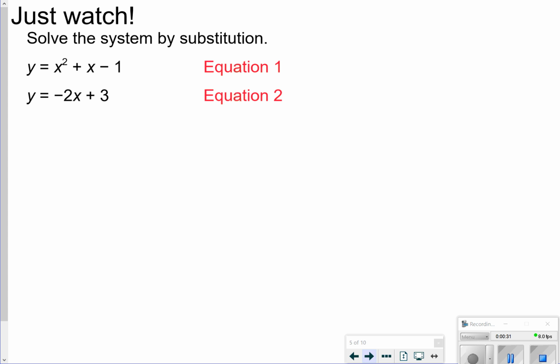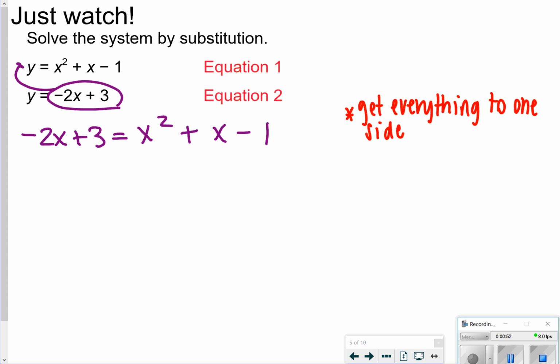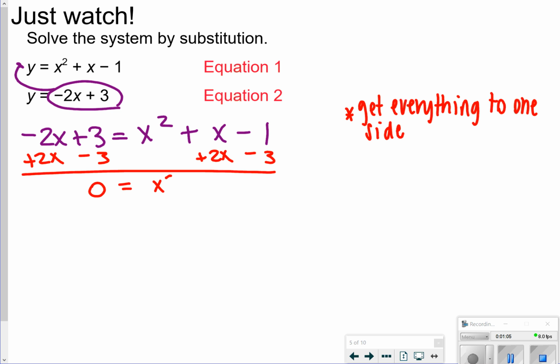The first one, I'm going to go ahead and start by substitution. So I already have them solved for y. So what I'm going to do is replace this one and plug it in up here. So it's going to look like this. Negative 2x plus 3 for my y is equal to the x squared plus x minus 1. What I want to do is get everything to one side. So what that looks like is I'm going to subtract 3 and match it up with my like term, and add 2x and match it up with that like term. So that I have 0 equals x squared plus 3x minus 4.